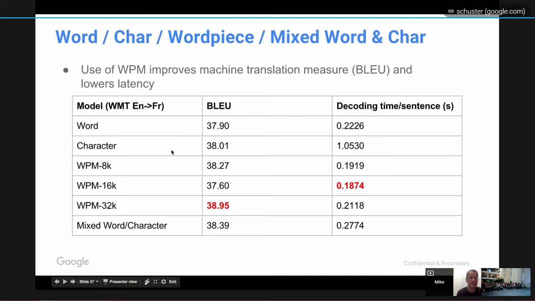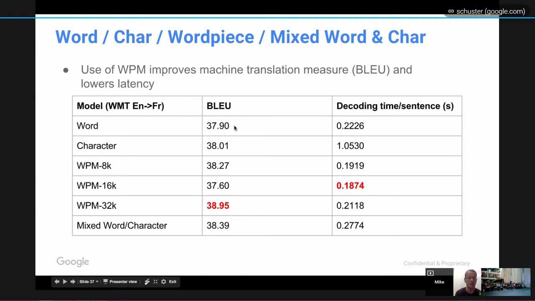So this is a slide where we compare word, character, word piece, and a mixed word and character model. What is interesting about this slide is that we show BLEU score, an automatic measure to measure translation quality, and higher is better here. What you can see is that the best results we get are for a word piece model with 32,000 units. It's quite a lot better than just using words, and it's also better than using characters.